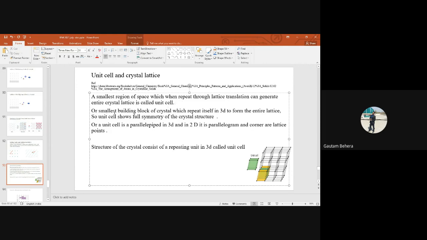Sometimes people call it the smallest building block of crystal. Obviously, because this is the smallest, like in our human body, if the cell is the smallest unit, you can say, if cell will repeat in 3 dimensions, it will give rise to a human body. In animals also, right? Similarly, in crystal structure or in crystal, the smallest unit is the unit cell.